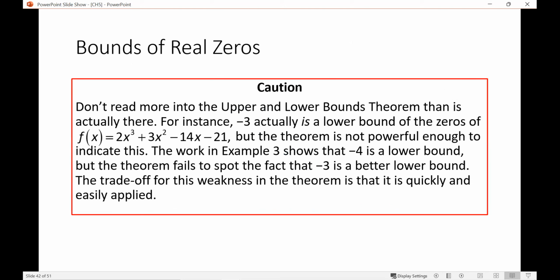Again, be careful using the upper and lower bounds theorem, because it's not really powerful enough to tell us a lot of stuff. We know that negative 4 is a lower bound, but it doesn't tell us that negative 3 would actually be a better lower bound, okay? The trade-off is that this theorem's pretty fast to use.